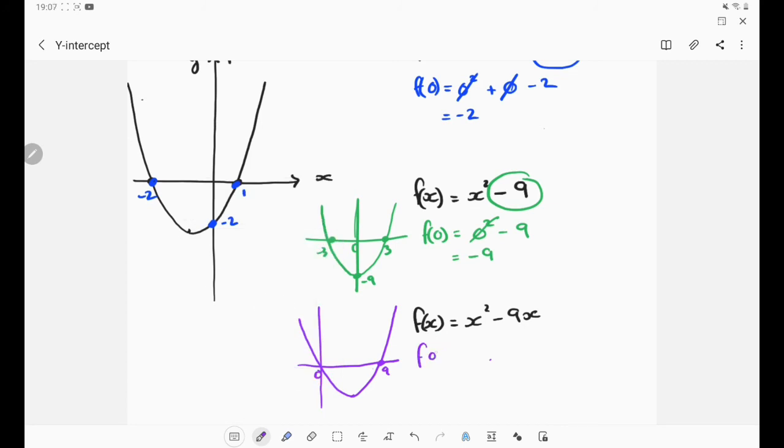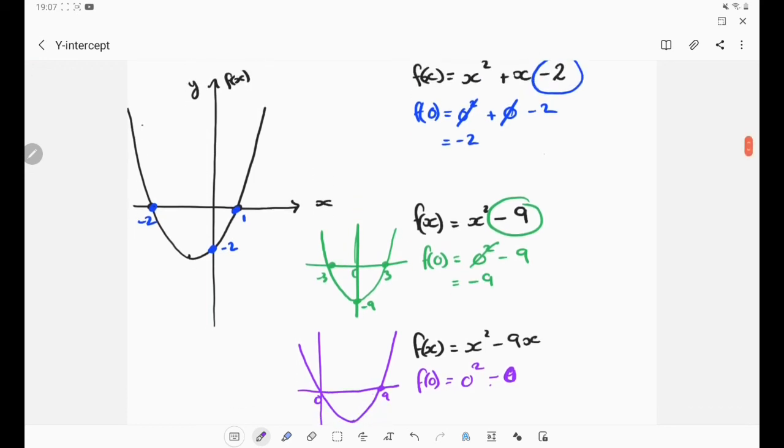f of x becomes f of 0. 0 squared minus 9 times 0. So that's going to be take away 0. Okay. Just to put that very clear, we've got 9 times 0. So that's going to disappear. That's going to disappear. And you are left with 0.